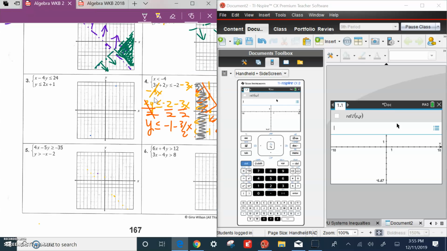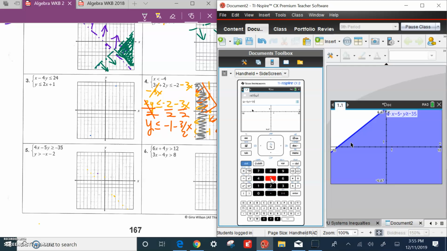So it is 4x minus 5y. Control equals pulls up the inequality, is greater than or equal to negative 35. Enter. There's our first equation. Then tab is our next one.